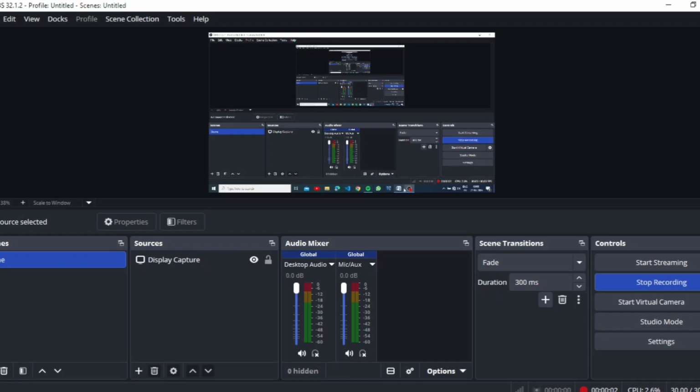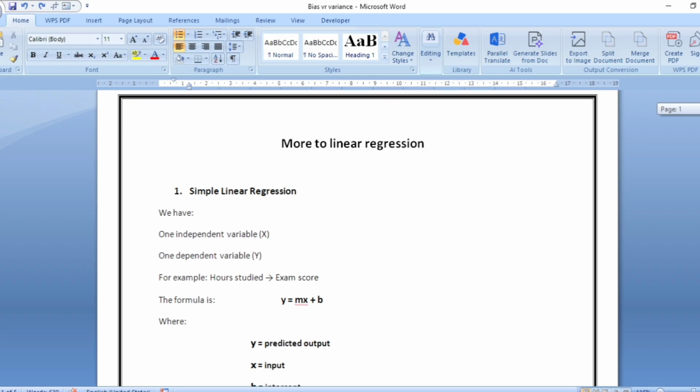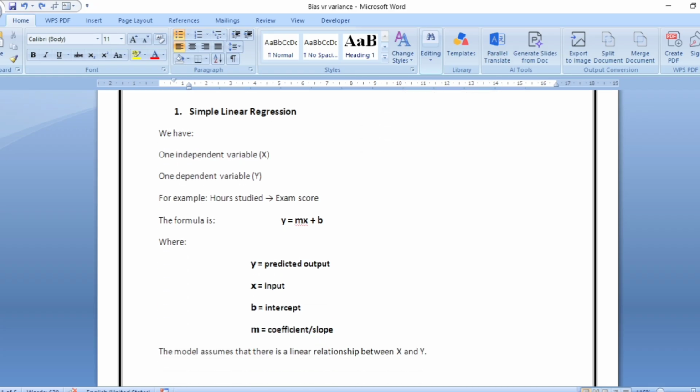Hey guys, welcome back to lecture 6 on multiple linear regression. But before understanding it, remember what we learned in simple linear regression. We have an independent variable x, one dependent variable y. For example, study hours to the exam score.